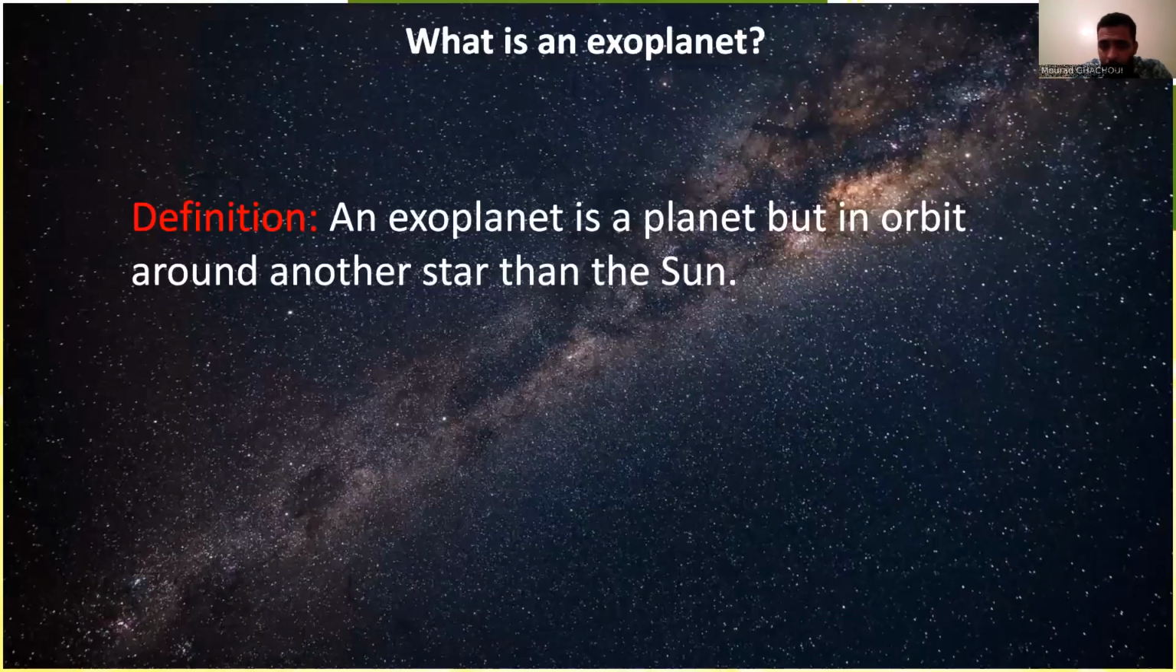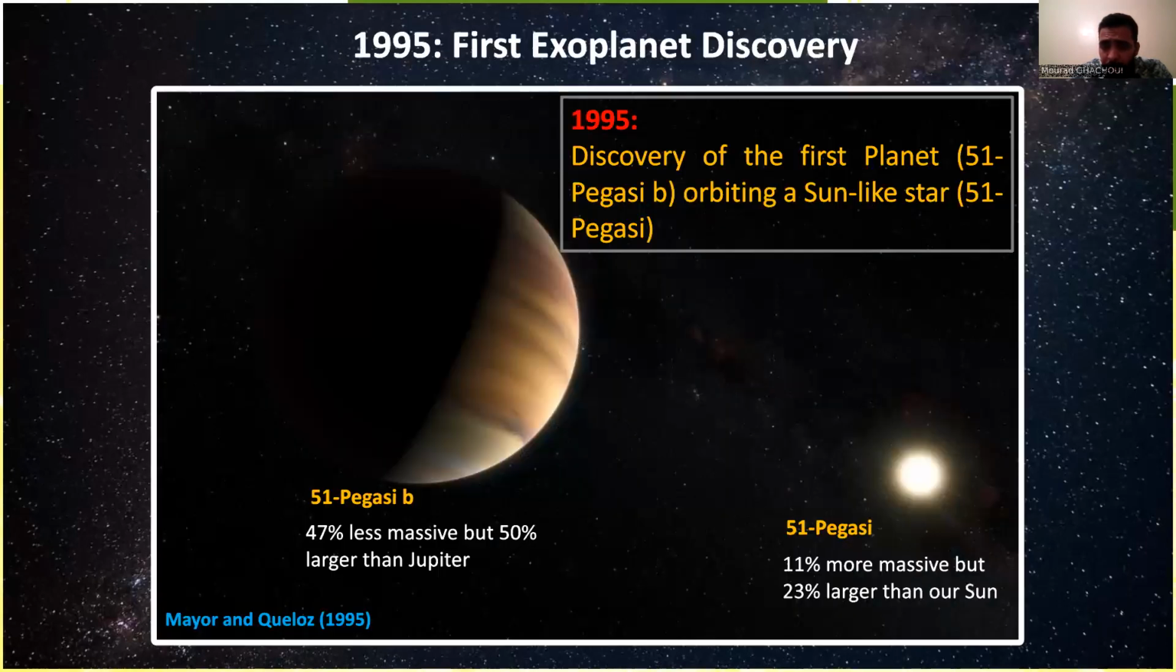First, what is an exoplanet? An exoplanet is a planet, but it's in orbit around another star than our sun. The first exoplanet detection was in 1995 by Michel Mayor and Didier Queloz, and it was the discovery that opened a new field of science known as exoplanetology. And also it was the discovery for which the two scientists Mayor and Queloz were awarded a Nobel Prize in 2019.